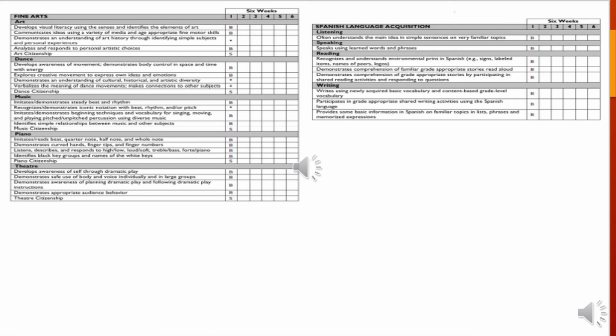And the beauty of using a standards-based report card is that you yourself as a parent can look at the very specific skills that students need to master in order to be successful. And you can continue to support your child in their development.